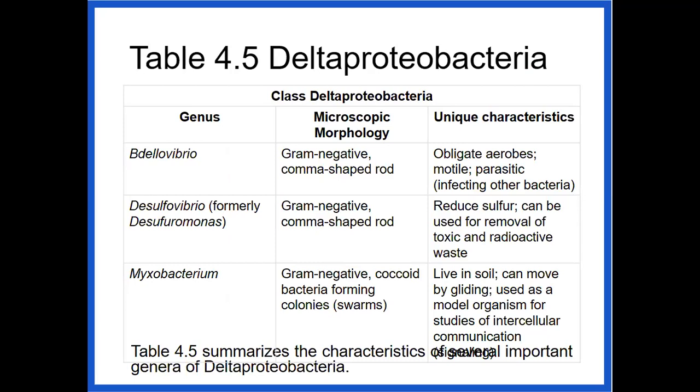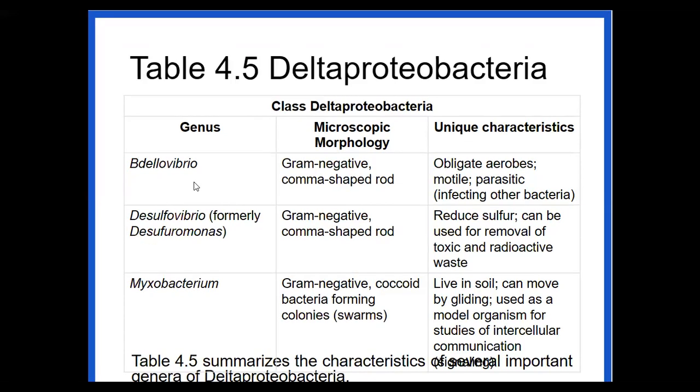Another genus, the Desulfovibrio. So this reduces sulfur. It can be used for removal of toxic and radioactive waste. So ginagamit yung ibang organisms for this purpose, for cleaning up toxic waste. You have also Myxobacterium. So this lives in soil. It can move by gliding and used as a model organism for studies of intercellular communication.